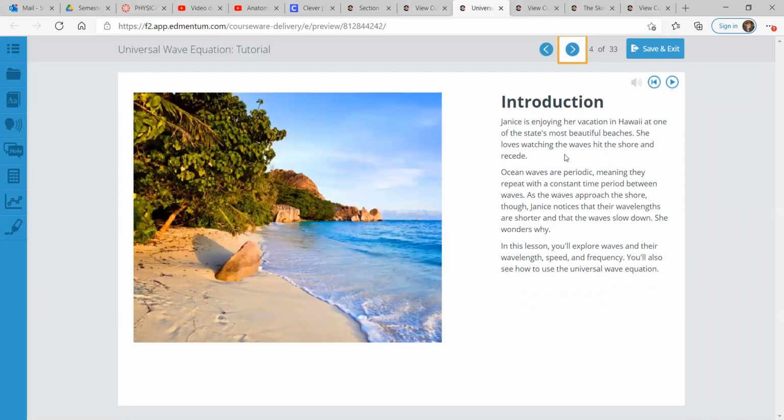Janice is enjoying her vacation in Hawaii. At one of the state's most beautiful beaches, she loves watching the waves hit the shore and go back into the ocean, or recede. Ocean waves are periodic, meaning they repeat with a constant time period between waves. As the waves approach the shore, though, Janice notices that their wavelengths are shorter and that the waves slow down. She wonders why. In this lesson, you'll explore waves and their wavelength, speed, and frequency. You'll also see how to use the universal wave equation.